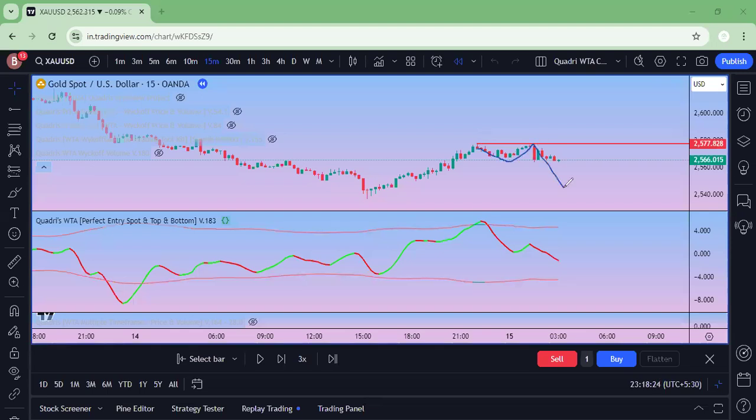Either it will go back, touch, and sink in, or it will reverse here, go back and touch, and then move upwards. So we would be prepared for both things. Let us see what happens.